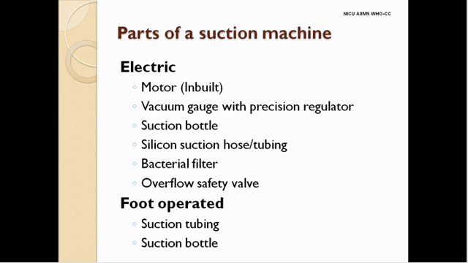The basic parts of a suction machine include an inbuilt motor, a vacuum gauge with a precision regulator, suction bottles, these may be 1 or 2 in a particular suction machine, silicone hose or a silicone suction tubing, a bacterial filter, and an overflow safety valve. The foot operated suction machine, on the other hand, is a simple device which has a suction tubing and a suction bottle with bellows adjacent to it, and these bellows are foot operated.